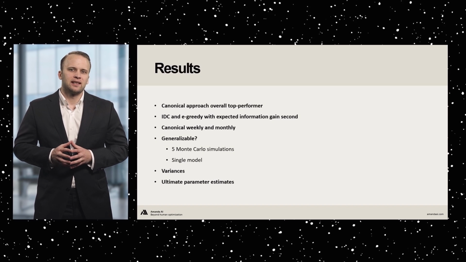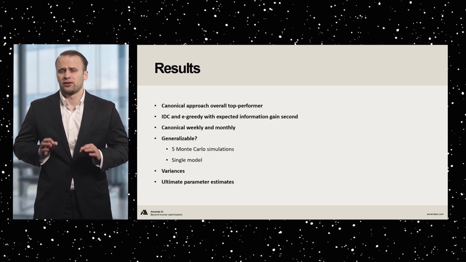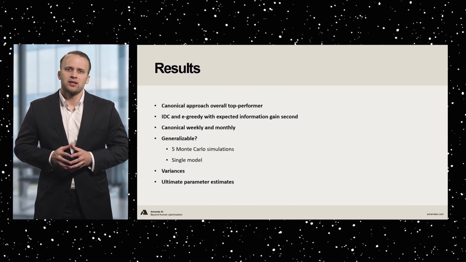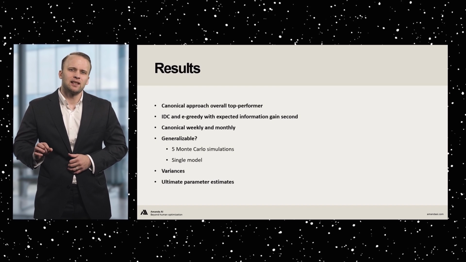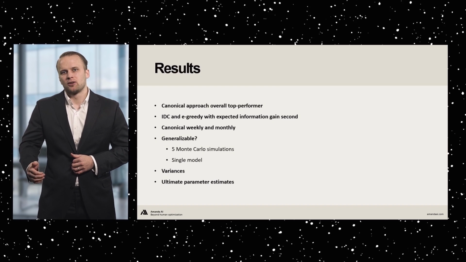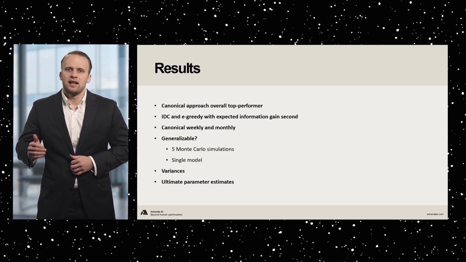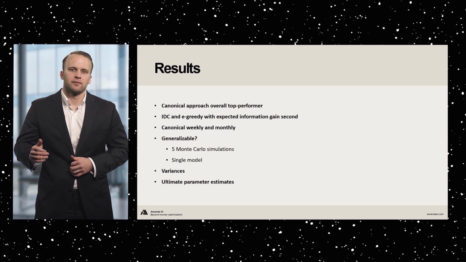It is worth noting that this approach also performed well in cold start scenarios, despite expectations that an algorithm emphasizing exploration would be more successful over 3 and 6 month periods. The implicit dual control method and epsilon greedy with expected information gain emerged as the second best approaches.